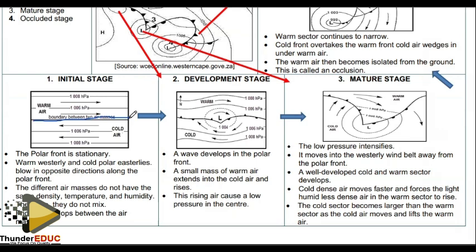Then they can also be different in terms of stability. One is sinking, creating stable conditions. One is rising, creating unstable conditions. So they cannot mix. Or they can also be different in terms of their moisture content. One can be dry and the other one can be moist. Those two air masses are different, so they will be split. There will be a boundary which will exist between them. That is what we call a front.